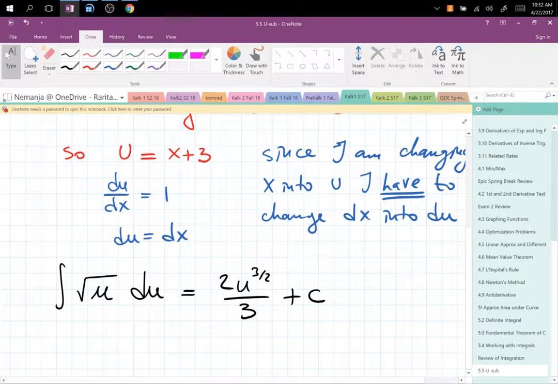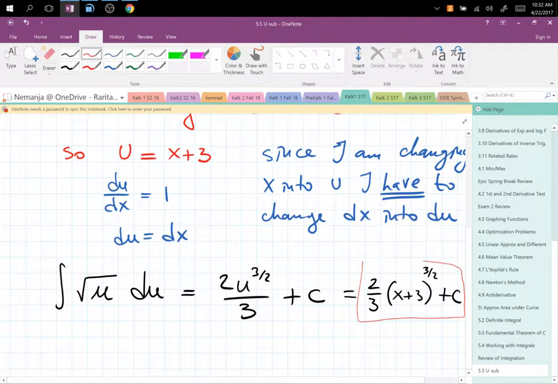Aha. But this cannot be left as the answer, because your original problem is posed in terms of the x variable, in the x domain. Your answer must also be in those same variables. And how do you do that? You plug back. So you will say 2/3 times (x plus 3) raised to the 3/2 plus c. And that is your answer. So it has to be in terms of the original variable.